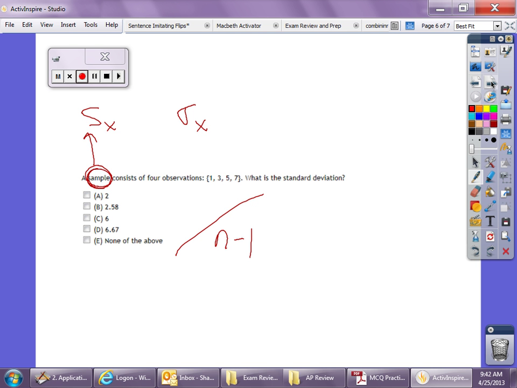In L1, I put 1, 3, 5, and 7. When I do stat, calc, one variable statistics, I look for my S sub x, and my S sub x was 2.58. Nobody got it wrong that had no work, so I'm assuming if you had no work and you got it correct, you used your calculator. Those people who did it by hand, a lot of people forgot to take the square root. If you do it by hand, which doesn't make any sense, remember that the final step is to take the square root of your answer.